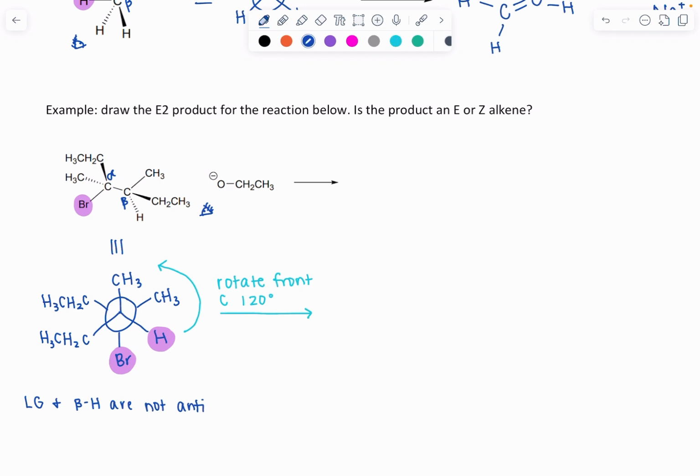Redrawing the Newman projection, the front carbon now has the beta hydrogen right there. That puts the ethyl group over here and the methyl over here. And then we didn't move anything in the back carbon, so we still have bromine, methyl, and ethyl.